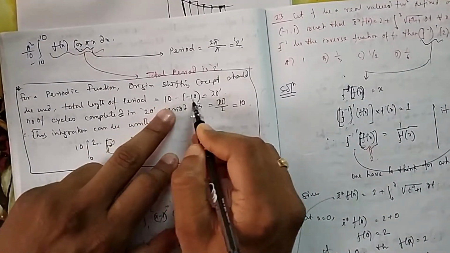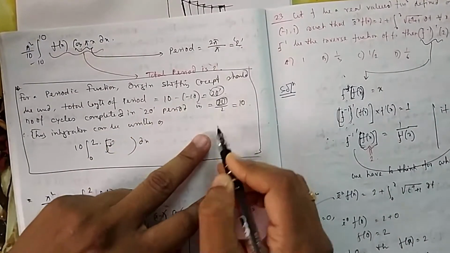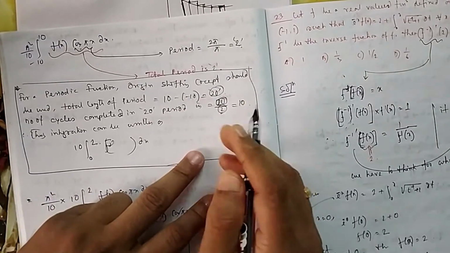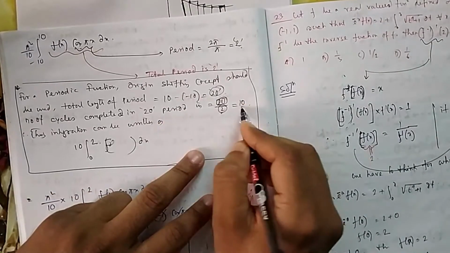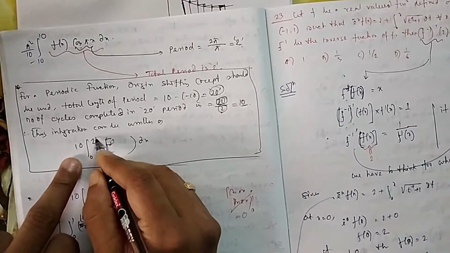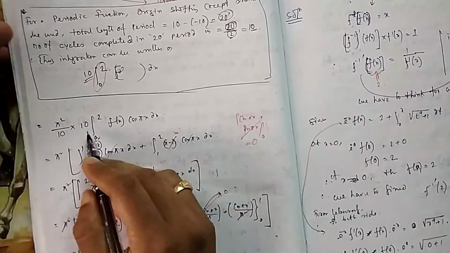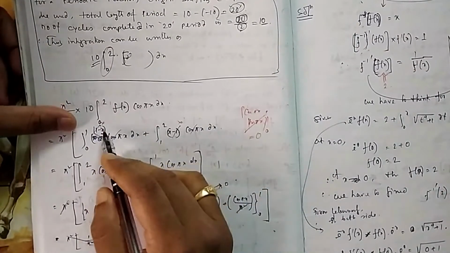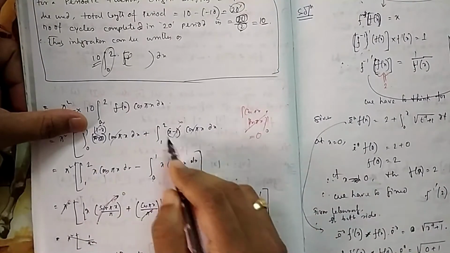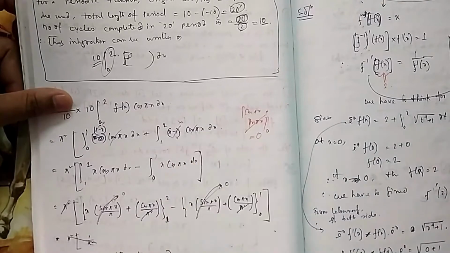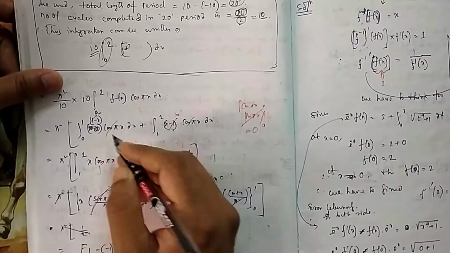So if you are going from minus 10 to 10, the total length is 20. In 20, how many cycles? Each cycle takes a period of 2. So a total of 10 cycles will be there. So you take the integration of one cycle, 0 to 2, and multiply by 10. So 0 to 2, you will break it into 0 to 1 with 1 minus x, and 1 to 2 with x minus 1, and then f(x). After that, I think you can easily do this integration.